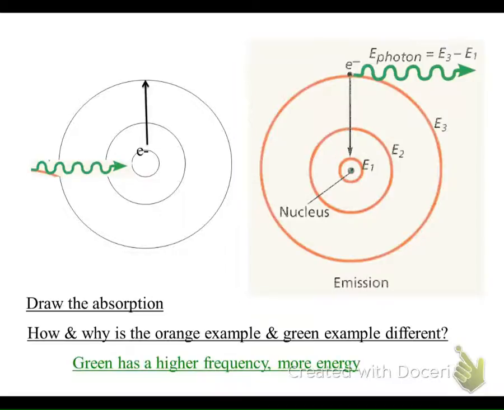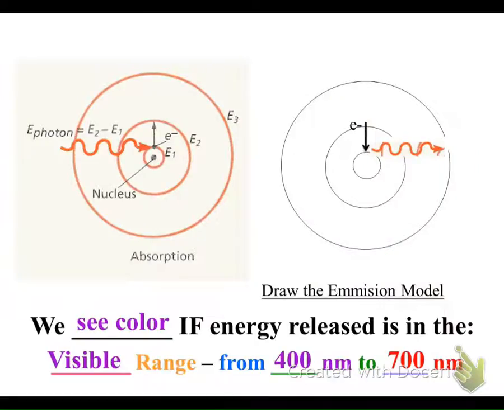So how and why is the orange and green example different? Hopefully you're able to understand that the green has a higher frequency and more energy because the green was moved more energy levels. So this was moved 2 energy levels, so it would have absorbed more energy, thus released more energy. Whereas the orange example only jumped 1 energy level, so it did not absorb as much energy, so thus it did not release as much energy.